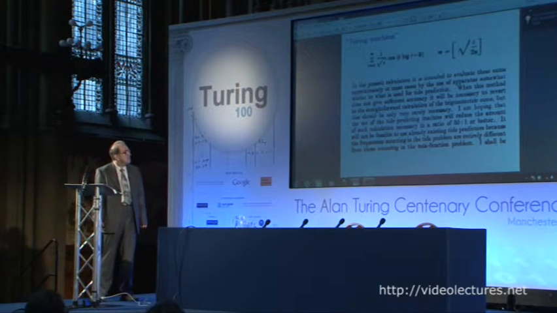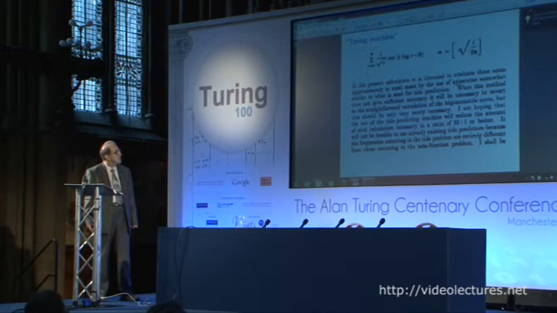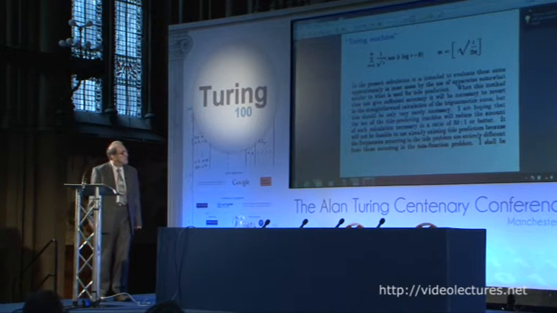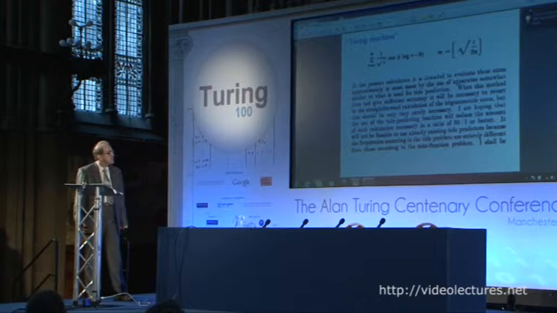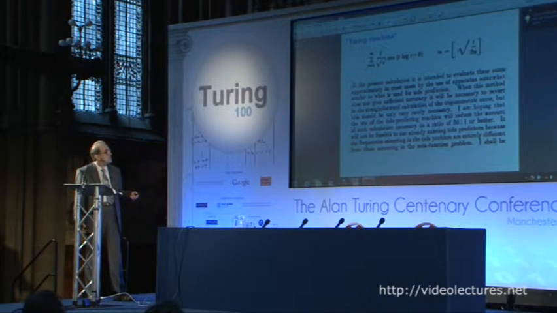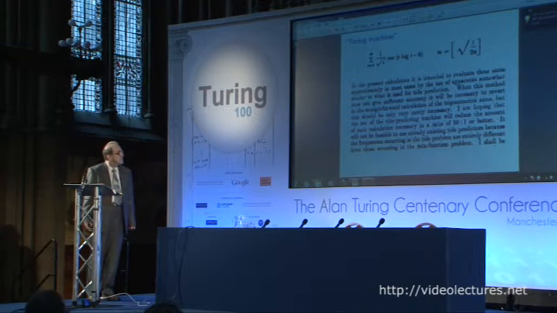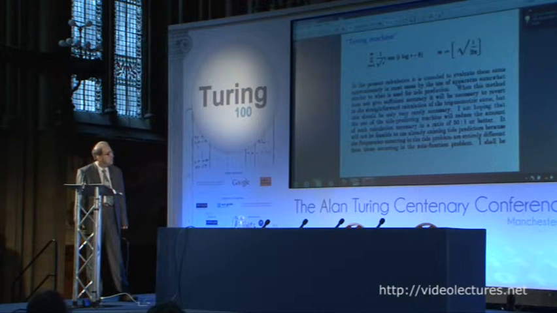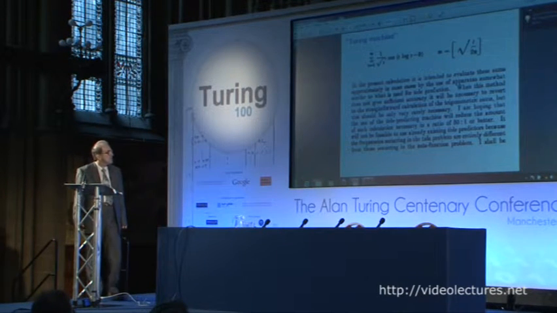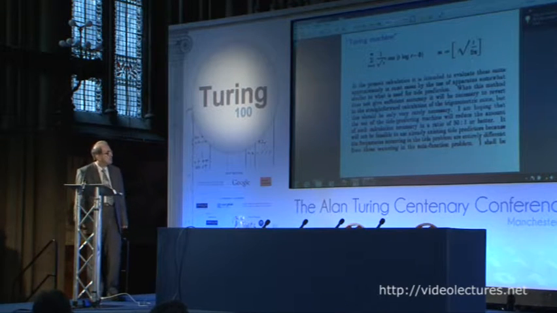In the present calculation, it is intended to evaluate these sums approximately, in most cases, by the use of apparatus somewhat similar to what is used for tide prediction. He does not call it a machine, he calls it apparatus. When this method does not give sufficient accuracy, it will be necessary to revert to the straightforward calculation of the trigonometric sums, but this should be only very rarely necessary. I am hoping that the use of the tide predicting machine will reduce the amount of such calculation necessary in the ratio of 50 to 1 or better.